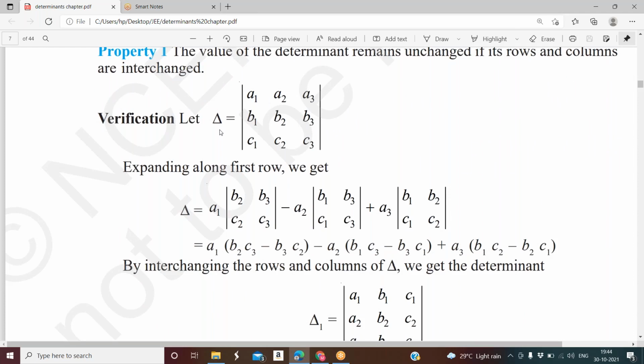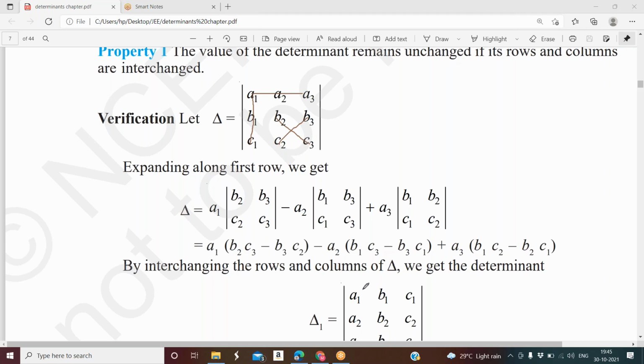Here they have verified the property. This is the determinant A1, A2, A3, B1, B2, B3, C1, C2, C3. It's a 3 by 3 matrix. So what is the value of the determinant? When you consider A1, you'll have B2, C3 minus C2, B3. Then for the next term, you will have minus A2, B1, C3 minus C1, B3. When you consider A3, you'll be getting plus A3, B1, C2 minus C1, B2.